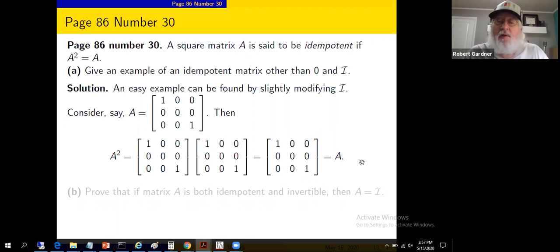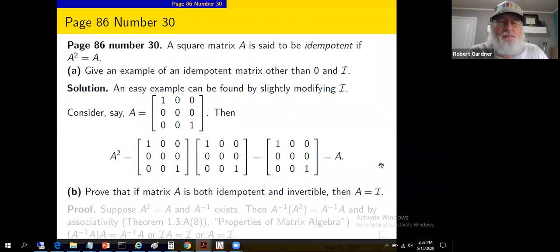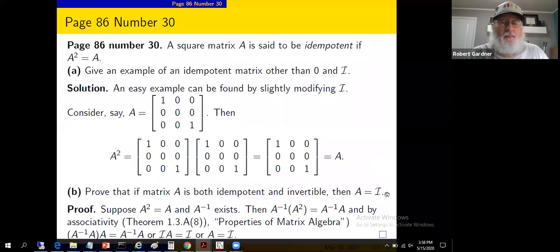Now you ought to have a clue as to how to make up a whole bunch of these things. I'd take an identity matrix and change some of the ones along the diagonal to zeros, and it'll work similarly. Part B says, prove that if a matrix is both idempotent and invertible, then it must be the identity. The only idempotent invertible matrix is the identity is an alternate way of saying it.